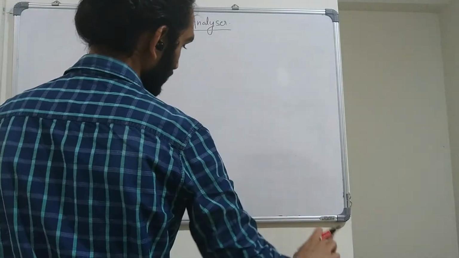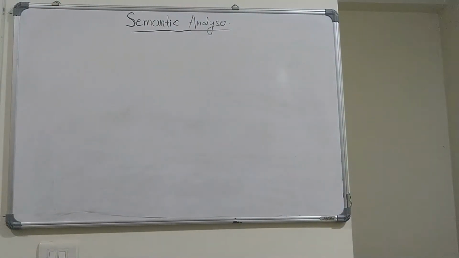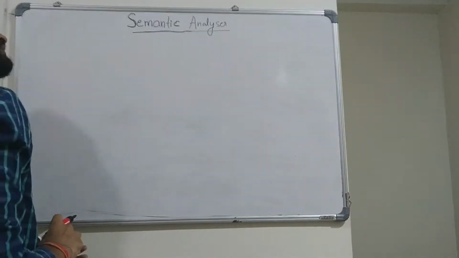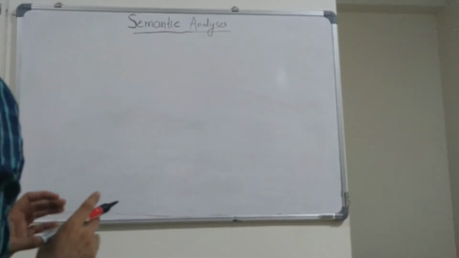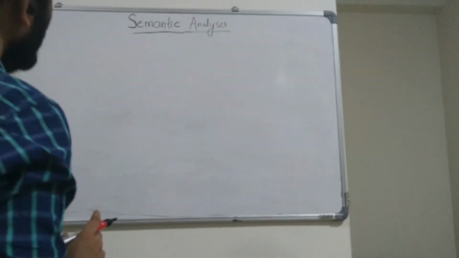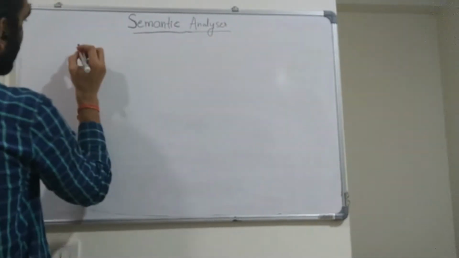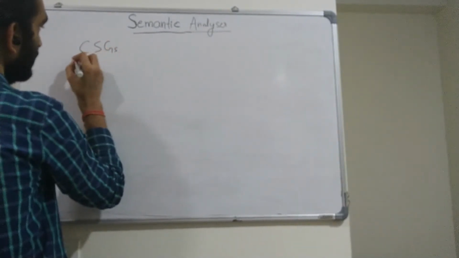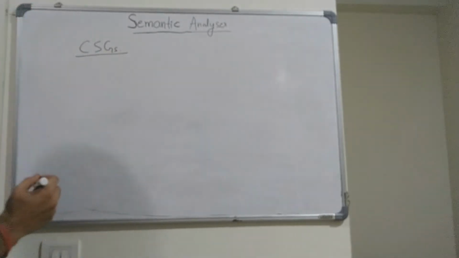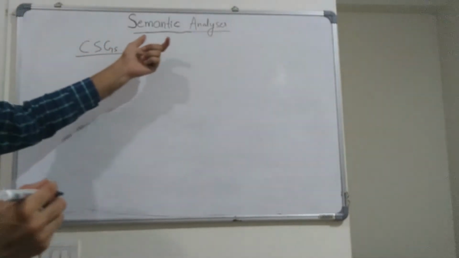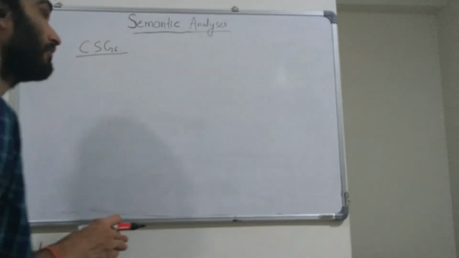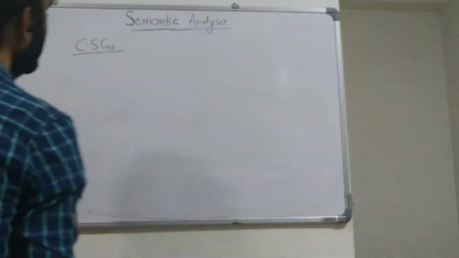Let's try to understand how we are going to implement semantics in a programming language or in a compiler. What we are going to do is use context-sensitive grammars, beyond CFG syntax, for verifying the semantics of a programming language, or to simply implement the semantic analyzer of a compiler.